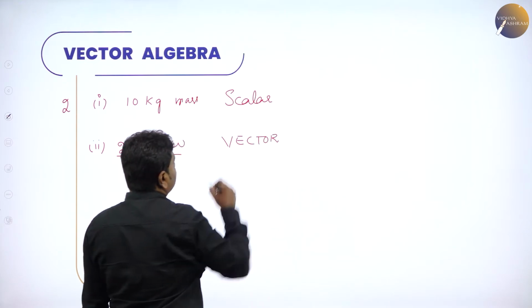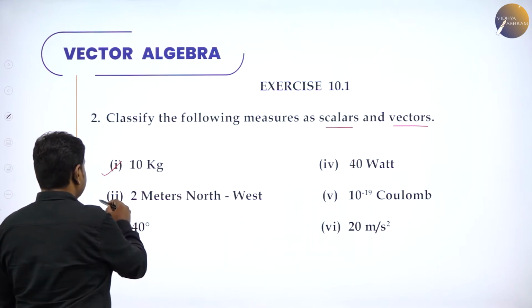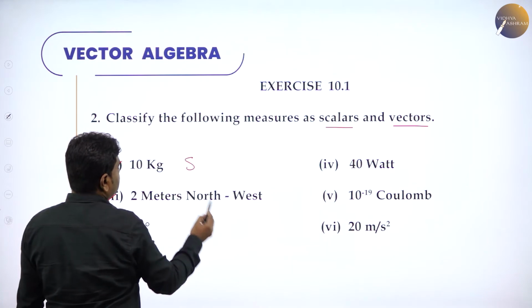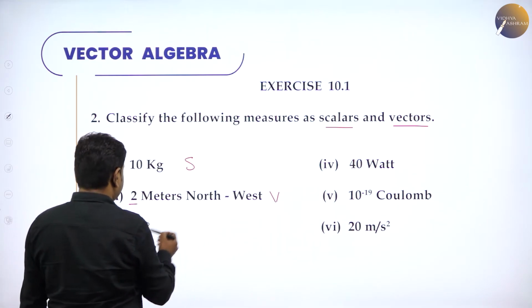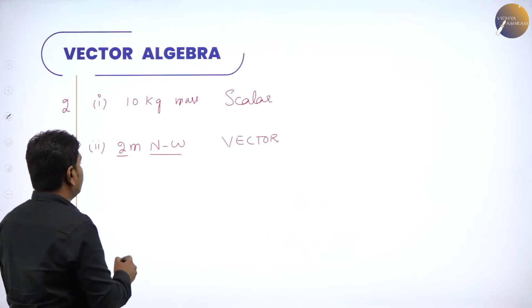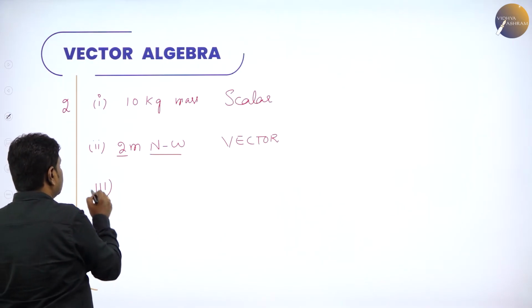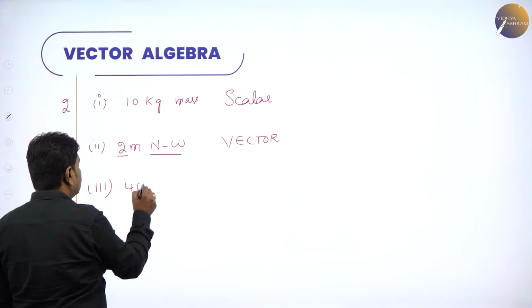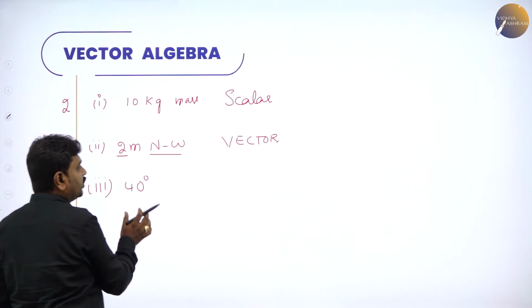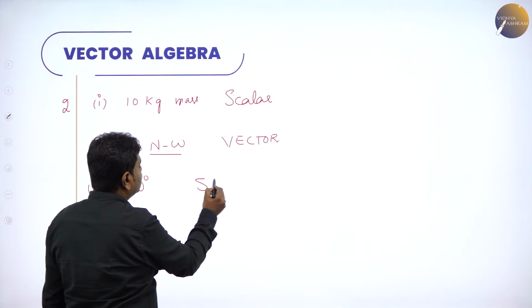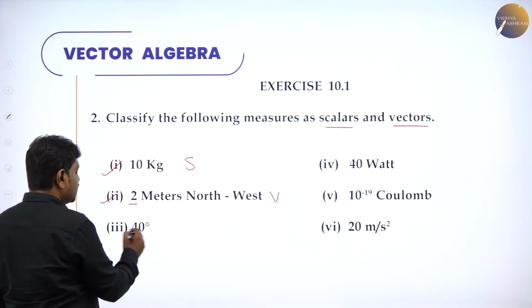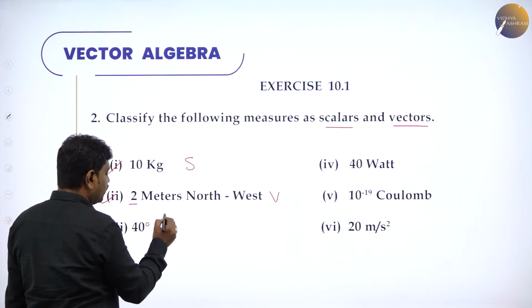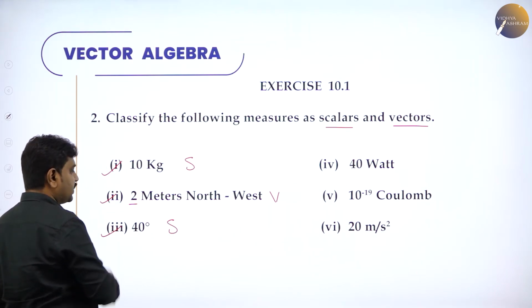So now we are done with this. First one is scalar. Second one is vector because it has magnitude as well as direction. Third one, 40 degrees. 40 degrees is just an angle. It has only number value, magnitude. It does not have direction. Therefore, the third one is scalar.